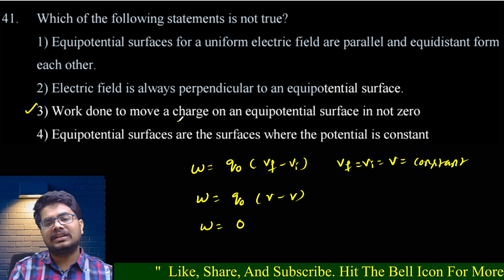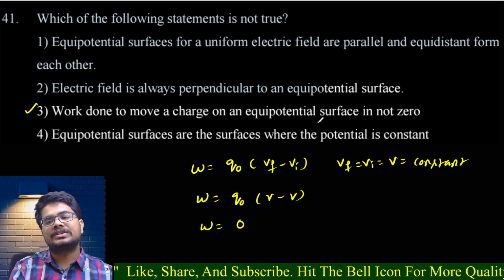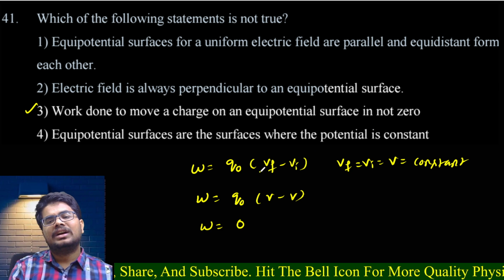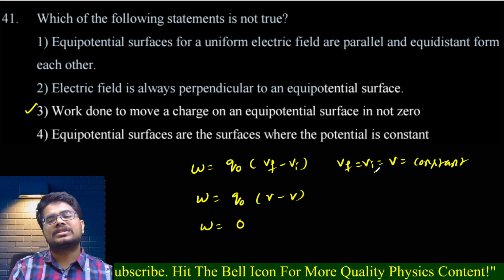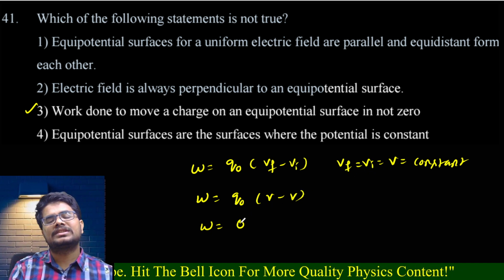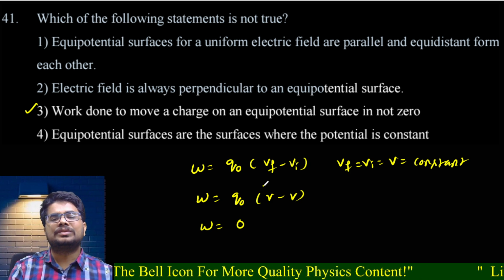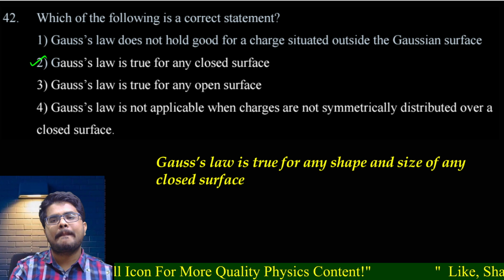The work done to move the charge on an equipotential surface is not 0, they said. Work done is Q naught into V final minus V initial. Equipotential surface means the potential should be constant. So V final minus V initial is how much? 0. So work done should be 0. So option C is incorrect.